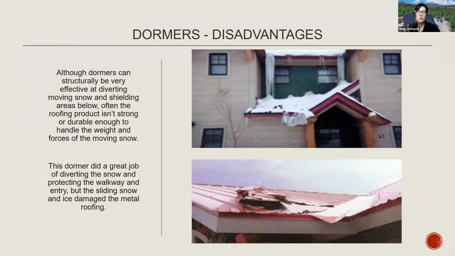But with that, dormers kind of come with their own list of disadvantages. Although they can be effective at diverting the snow, oftentimes that roofing product isn't strong enough or durable enough to handle the weight of that snow and the force of that moving snow into them. So this dormer did a great job of diverting the snow, but unfortunately has a massive amount of damage that will need to be fixed.